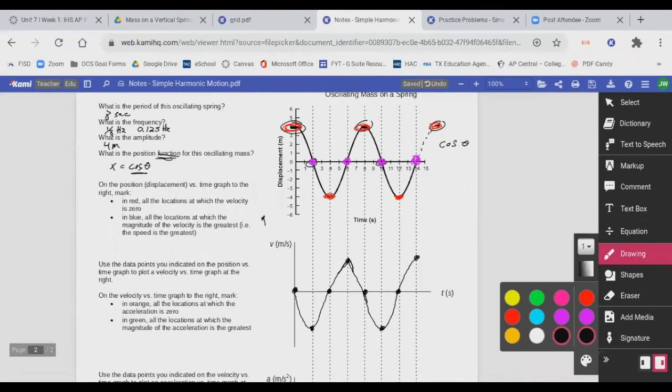It says on the velocity versus time graph to the right, mark in orange. Okay, I think I have orange here. That's orange. All the locations at which the acceleration is 0.